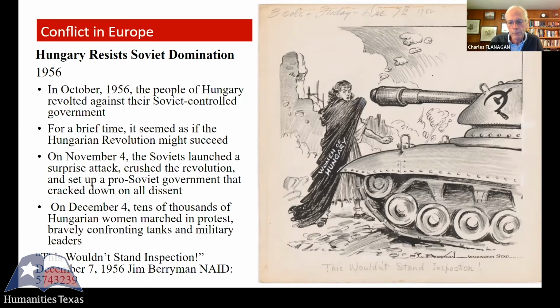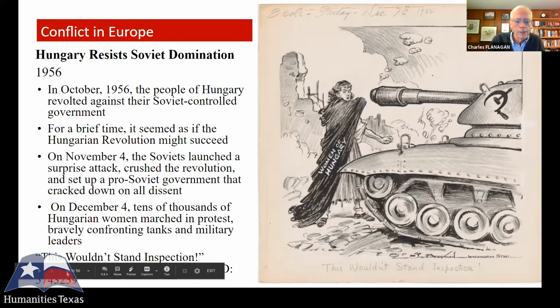And so Berryman captures that in this image, the women of Hungary, and you see the Russian tanks. And the caption is, "This wouldn't stand inspection." And that refers back to that notion of mutual trust and using flyovers to inspect each other's military equipment. He says that ain't going to happen.